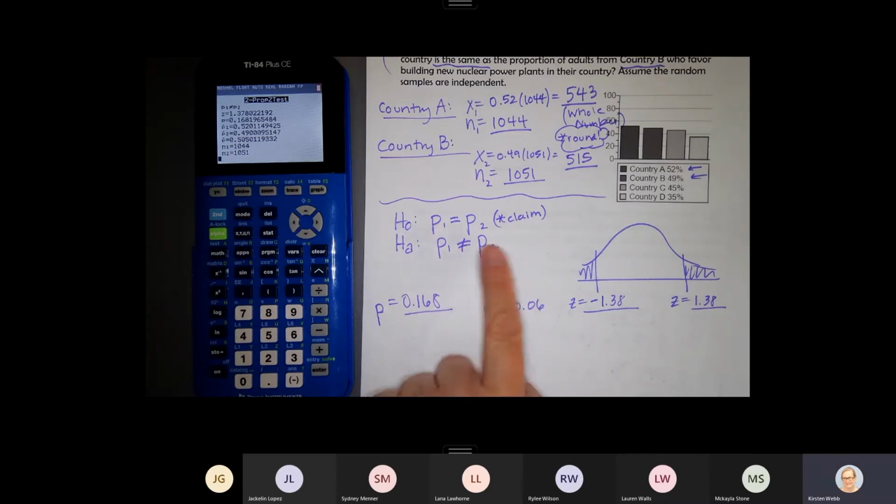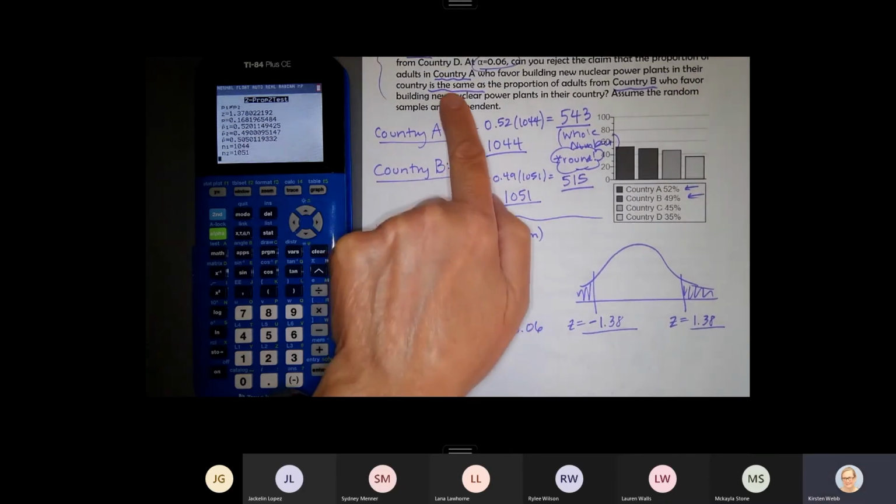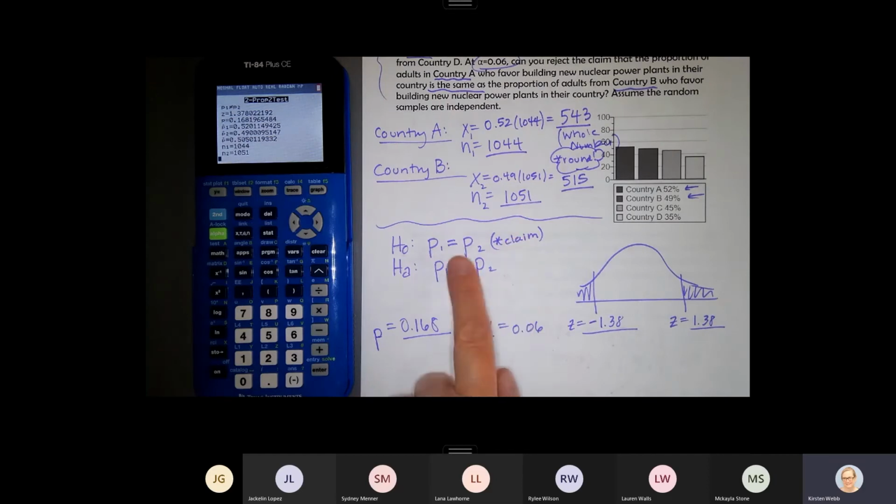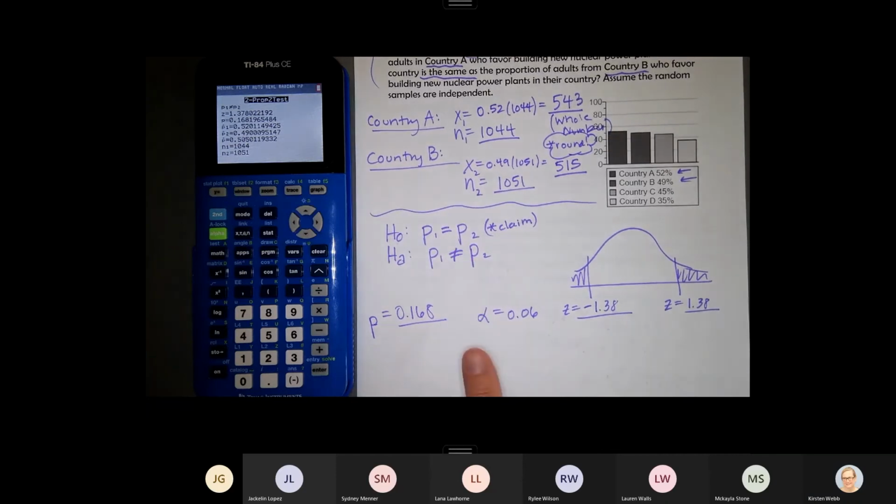So you might check and make sure we have the claim in the same place. Since they wanted to know if the proportions were the same, the claim would be the null hypothesis with the equal sign. Then I have the numbers from the calculator. Our standardized test statistic, I rounded to 2 decimal places. And our p-value, I rounded to 3 decimal places.